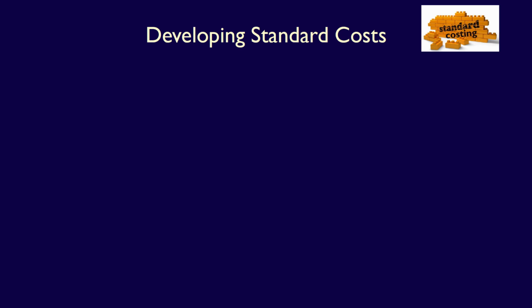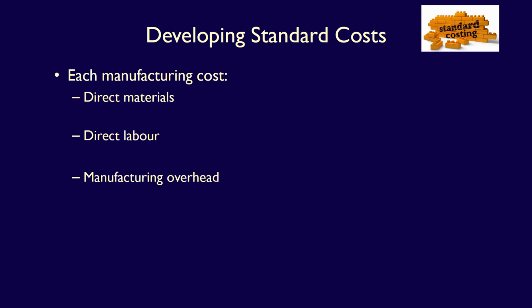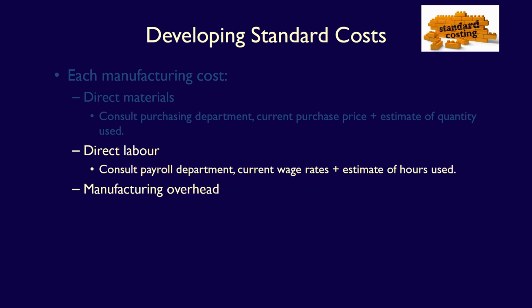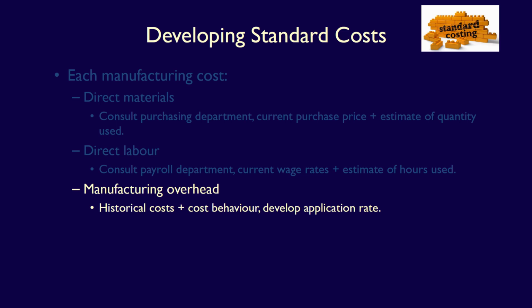How are standard costs developed? Standard costs are developed for each manufacturing cost: direct materials, direct labor, and manufacturing overhead. To develop direct material standards, management will consult the purchasing division, product managers, and production supervisors. Often, the current purchase price is used, plus an estimate of the quantity of direct materials required for each product. To develop direct labor standards, the payroll department and the production supervisors are consulted to determine pay rates and the hours required to produce a product. And in order to develop manufacturing overhead standards, both variable and fixed, management will look at historical cost information and ensure that they understand how costs change with the changing level of activity.